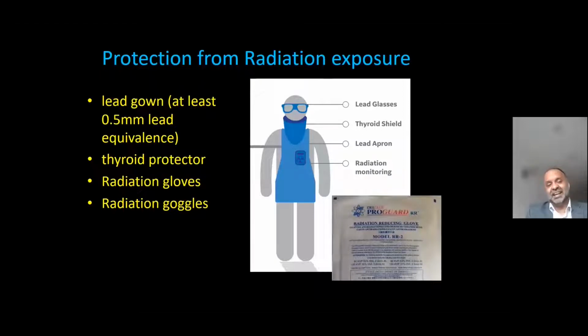Lead gown, I have written at least 0.5 mm lead equivalents, but I know that there are lesser ones, 0.35, also being used. But I think if you're going to have a stronger exposure, which we usually don't have in the pain clinics, but we do in endovascular surgeries, then I think at least 0.5 mm lead equivalents is better. You should also consider a thyroid protector. As I was saying, there's a lot of scatter that happens from the patient, and obviously the thyroid has very rapidly dividing cells, and the more rapidly dividing cells there are, the more effect of the radiation there is. So you should certainly consider that.